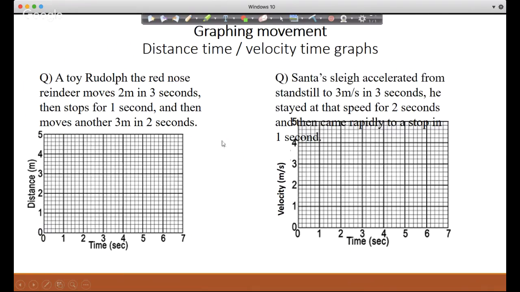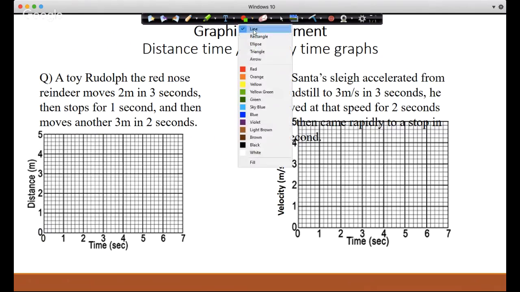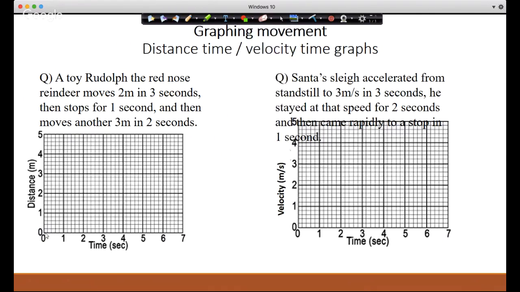Okay, distance time graphs. A distance time graph is where we plot the motion of an object, of how far away it is from the start, on a graph. So this graph here wants us to read off: the red-nosed reindeer moves 2 meters in 3 seconds. He then stops for a second, and then moves another 3 meters in 2 seconds. So that's going to be all the way up there.